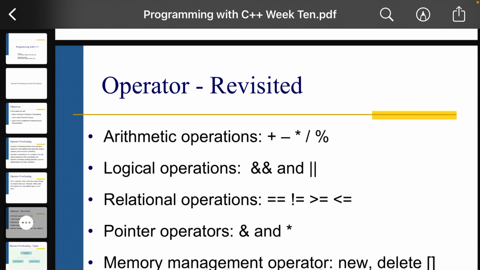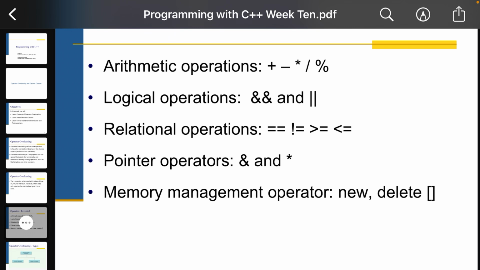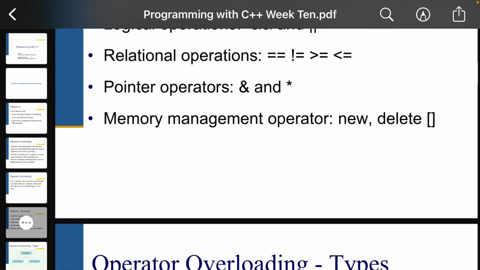Arithmetic operators: plus, minus, multiplication sign, division and modulo. And these are logical operations: we use the two ampersands for AND, and what? The OR, which is two vertical straight lines. Relational operations are equal to, not equal to, greater or equal to, and less or equal to. The pointers use the one ampersand and what? A star.